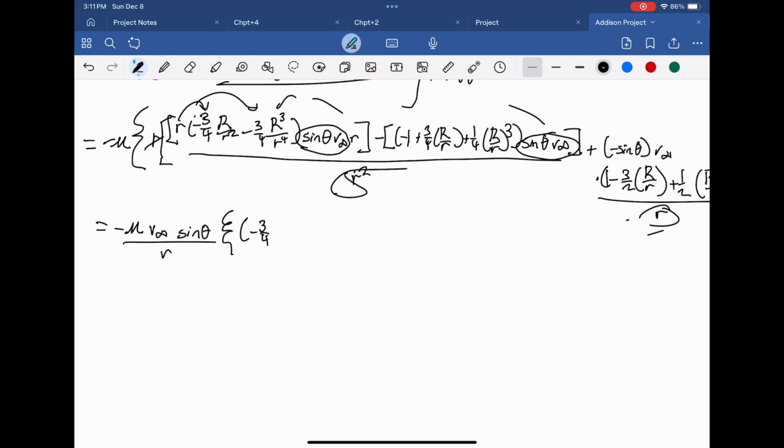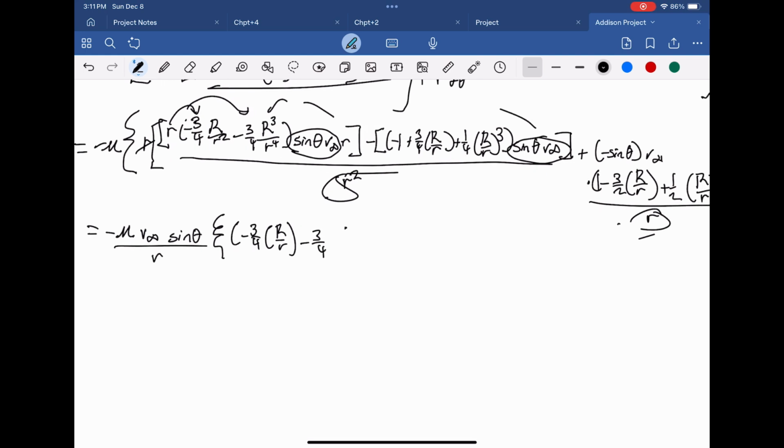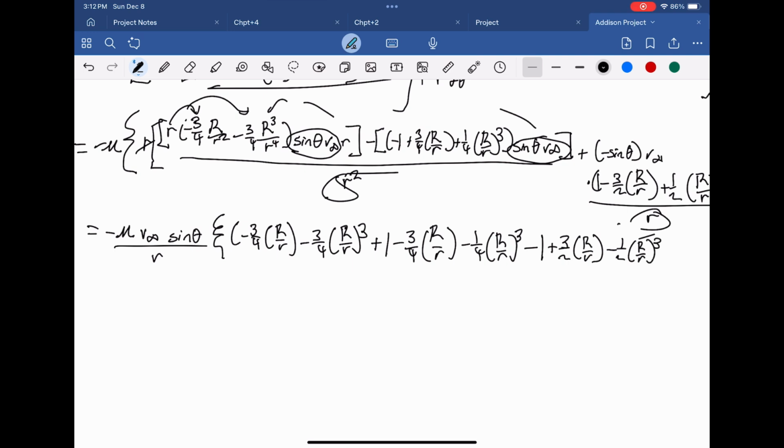So we have negative 3/4 r over r minus 3/4 r over r cubed plus 1, because we distributed that negative to all these terms, minus 3/4 r over r minus 1/4 r over r cubed minus 1 plus 3/2 r over r minus 1/2 r over r cubed.